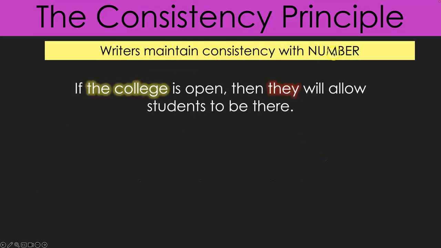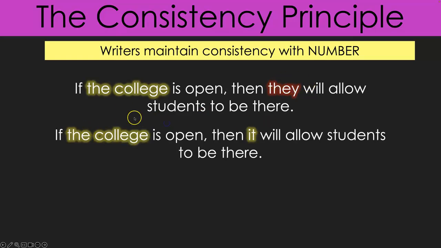Let's keep thinking about numbers. If you're talking about plurals, you want to keep them plural. If you're talking about singular, you want to keep it singular, especially as you're transitioning things to pronouns. So if you say the college is open and they will allow students to be there, "they" is supposed to be replacing "college," but "they" is plural and "college" is singular. So we just want to shift that to "it." If the college is open, then it will allow students to be there.